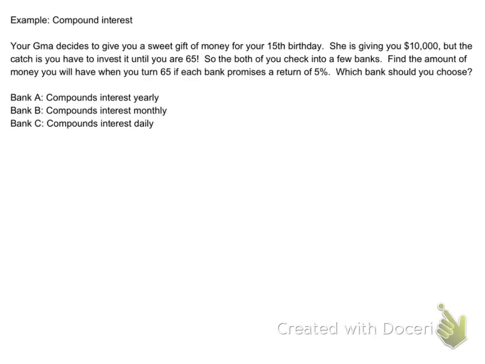Bank A compounds your interest yearly. So once a year, they're going to check how much money's in there, and they're going to give you interest for it. Bank B is going to compound it monthly, and Bank C is going to compound it daily. So let's find out who's got the better deal.